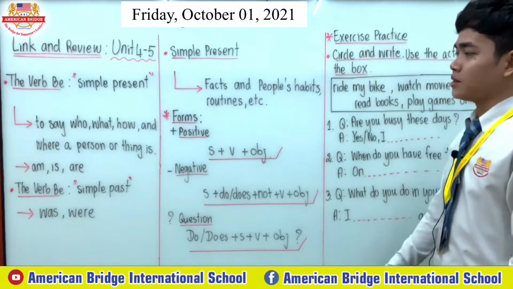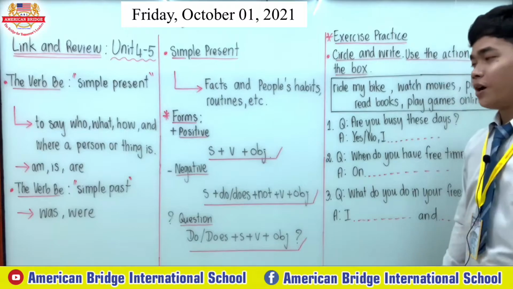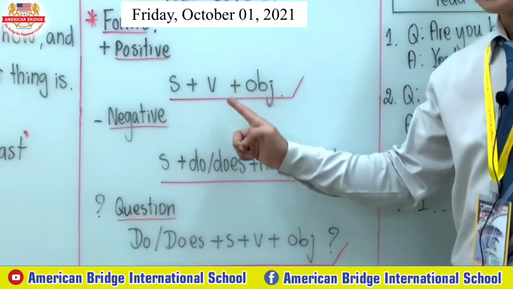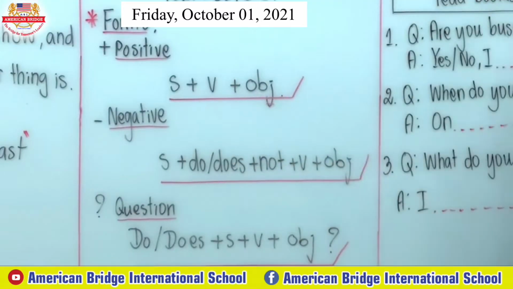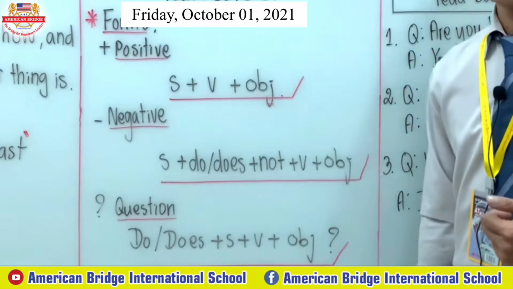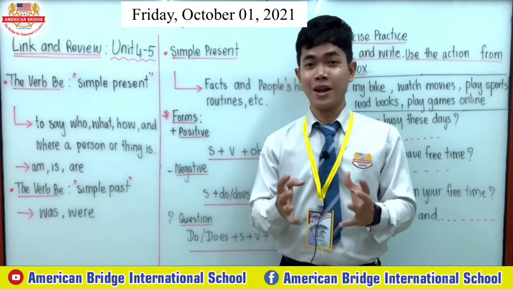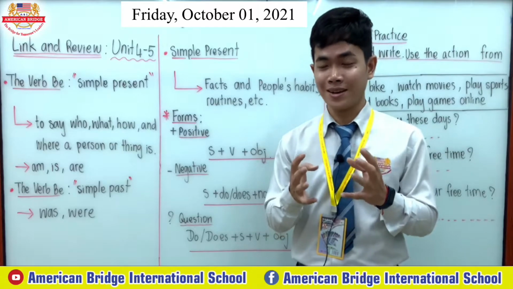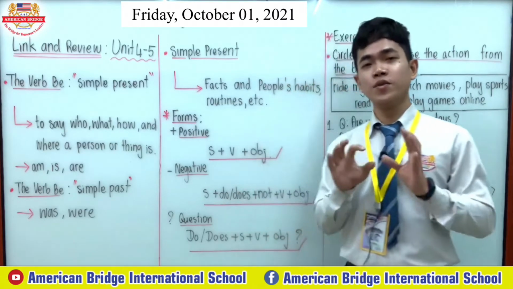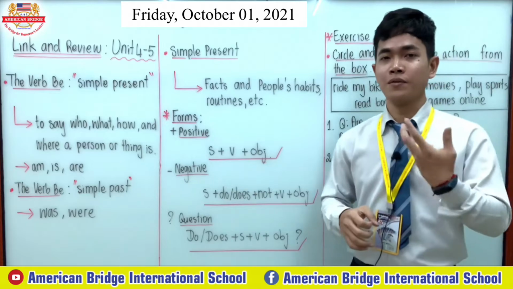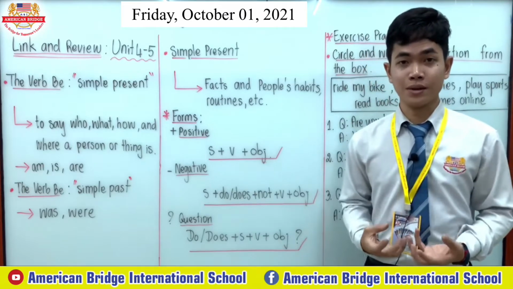For our positive form, remember we always have subject plus verb plus the object, right? So this is the positive form in our simple present. But remember, we also need to think about the third person singular subject, right? So what are the third person singular subjects? We have he, she, and it, right? Three of them are what we call the third person singular subject.